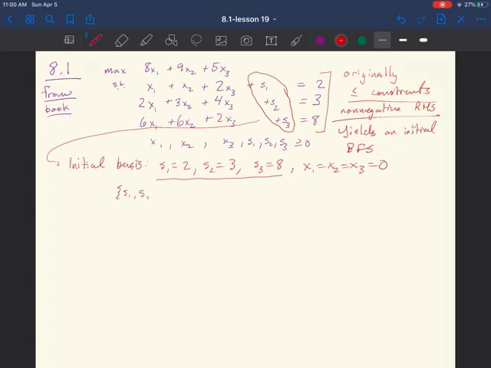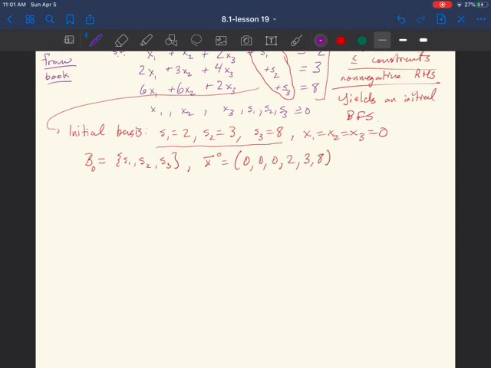Anyway, that's just to forecast what we're going to do. For now, let's start with that as our initial basis. So our initial basis is, again, S1, S2, S3. I'll call that B0, and our X0 then is equal to 0, 0, 0, 2, 3, 8. Okay, so let's start simplex.